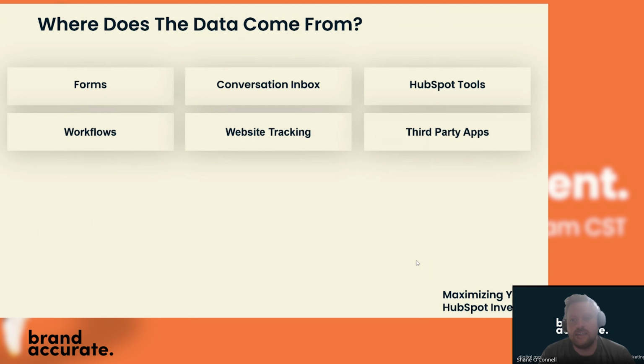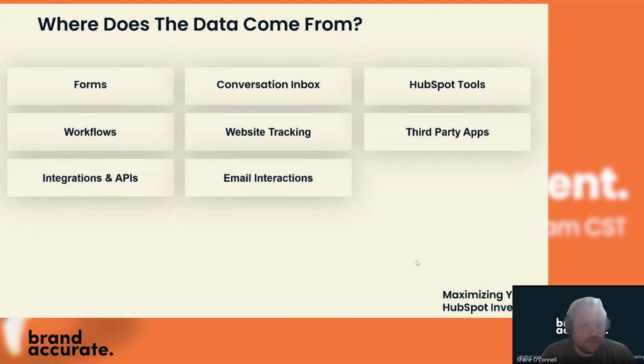Third-party apps. HubSpot has a whole directory of third-party apps that it connects to, even some of its competitors like Salesforce and beyond. So that third-party tooling can actually get baked into HubSpot to provide you some insight or deeper insight and provide different data from that third-party tool. Integrations and APIs. That's if you're building something custom.